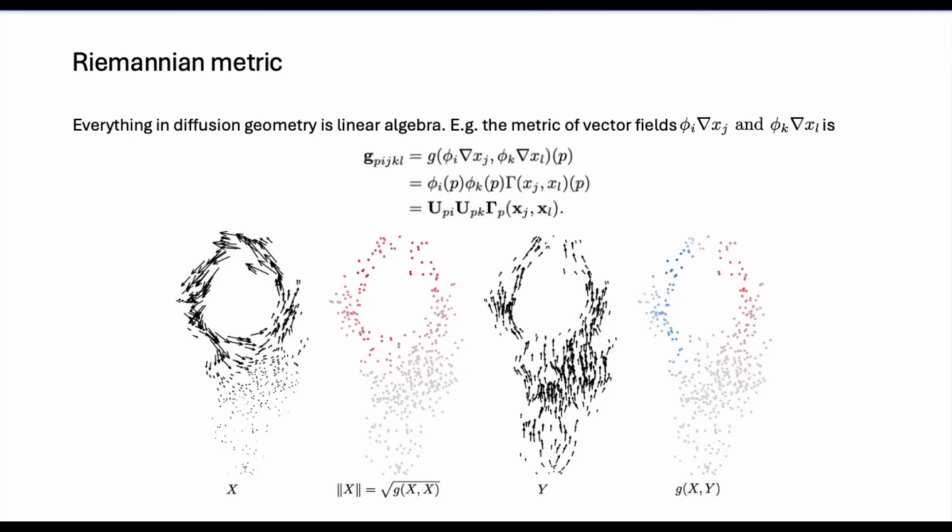And then more interestingly, if you want to do the inner product, that involves measuring the local alignment or correlation. So you can see on the right, they're both going uphill. So you have a positive inner product. But on the left, X is coming back down and Y is going up. And so when you take the dot product, you get something negative.